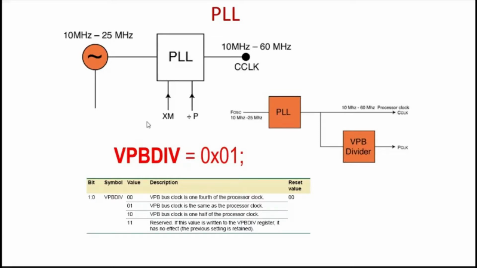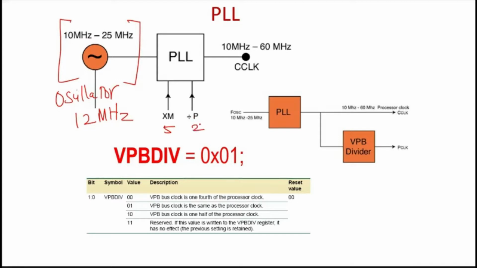So this is something that we discussed in the previous class. This is my oscillator. The oscillator is working at 12 MHz in our application. So we use a PLL that multiplied it by a factor of 5, and we divided by a factor of 2, and we ended up getting a CPU clock of 60 MHz. Okay, so in this clock scheme, 60 MHz is what you get here at the output of your PLL.